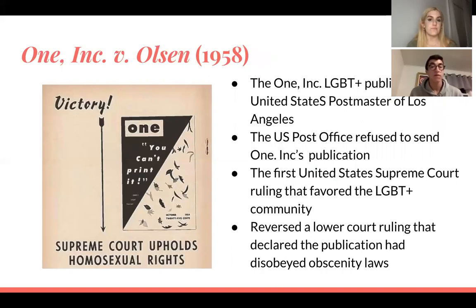Next is One Inc. v. Olsen, 1958, which was the court case that we were talking about before. In this court case, the One Inc. LGBTQ+ publication sued the United States Postal Service after it refused to send One Inc.'s publication around the country. This is the first United States Supreme Court case that ruled in favor of the LGBTQ+ community. It reversed a lower court's ruling that declared the publication had disobeyed obscenity laws.